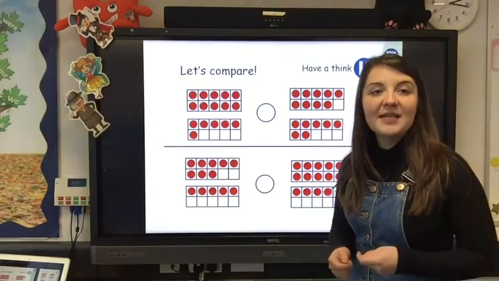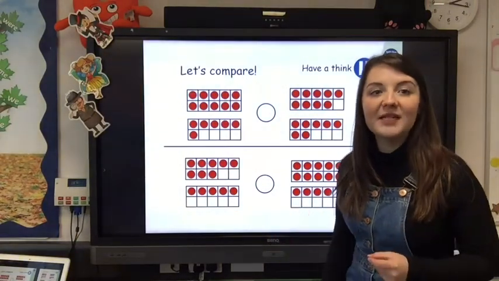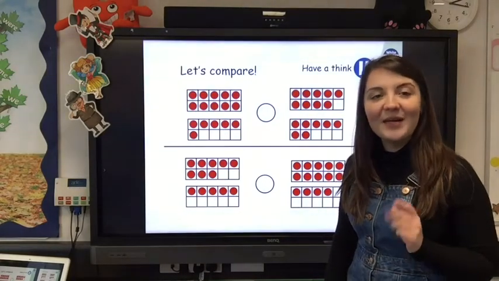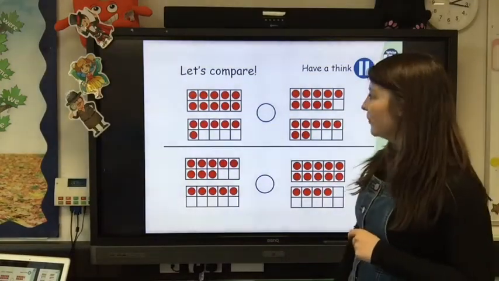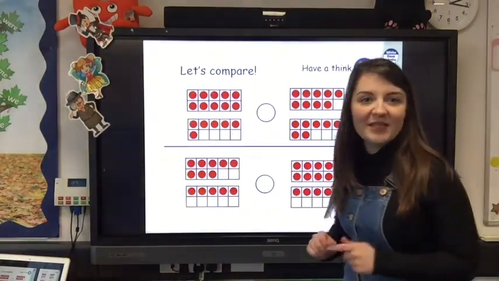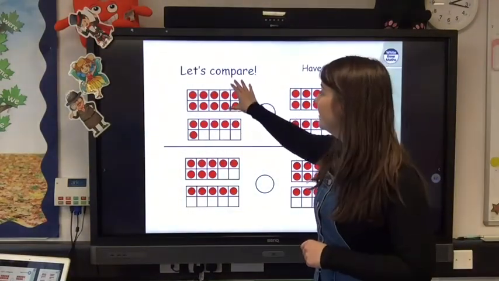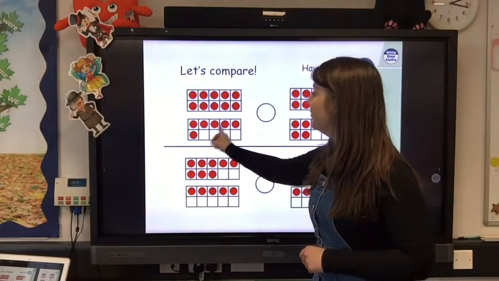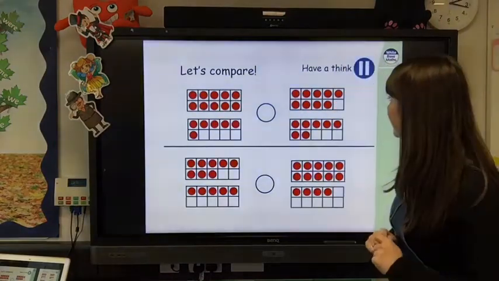Now we have some tens frames with counters in, and we need to compare the different amounts using our compare symbol. Okay, we'll do the first one together and then I'll give you a little time to have a go at the others by yourself. So this first one, let's find out how many's on this side first. We have a full 10, 10, 11, 12, 13, 14, 15, 16. Remember that number 16 on that side.